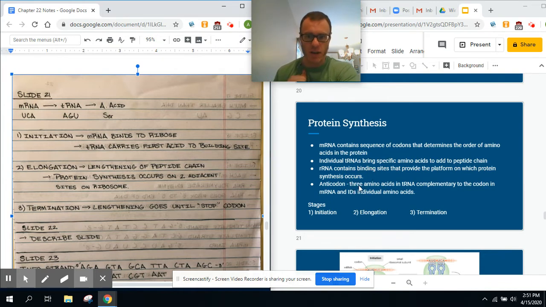An anticodon, 3 amino acids, and tRNA complementary to the codon in mRNA. There's a whole lot of stuff going on here, but don't worry, it's not too bad.